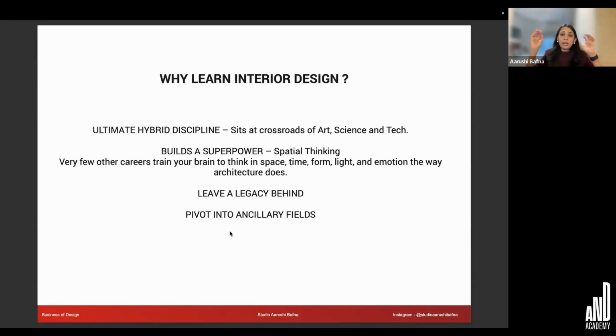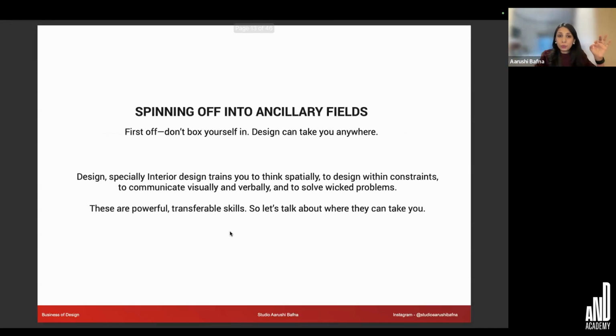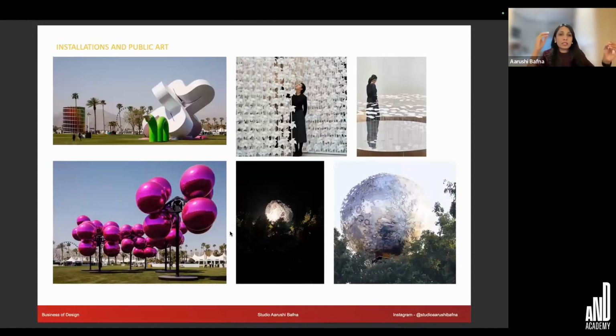Okay. Now, after doing interior or architecture, there are many, many ancillary fields that you could dive into. First off, don't box yourself in. Just doing interior design does not mean you have to practice interior design. Just doing interior design does not mean you only have to practice room decorations or interior styling. There are just so many fields that you can go to, starting with installations in public art. That's what we are doing at Studio Adri currently.